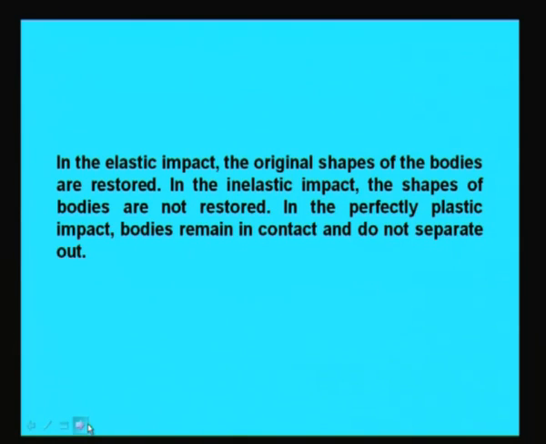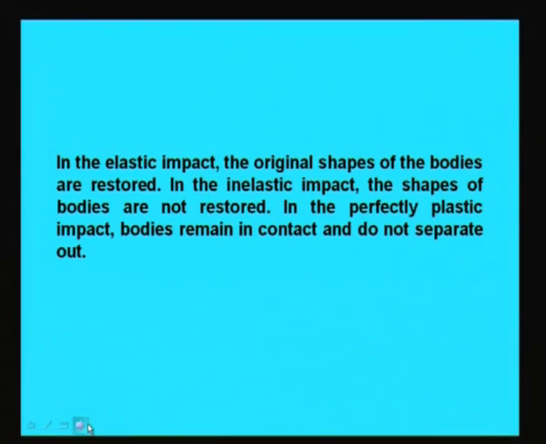In the elastic impact, the original shape of the bodies is restored. In the inelastic impact, the shapes of the bodies are not restored. In the perfectly plastic impact, bodies remain in contact and do not separate out, because no force is applied to decrease the area. So they keep moving with the common velocity, and there is plastic deformation. Therefore, they do not separate out. That is what happens in the perfectly plastic impact.